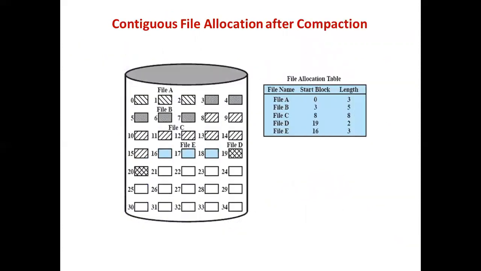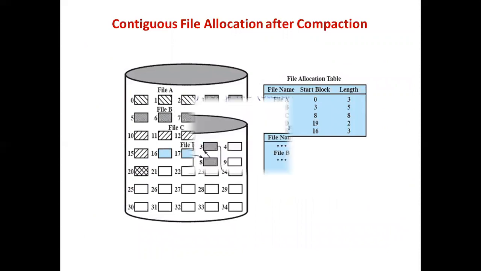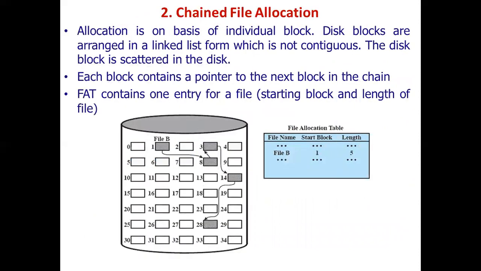This diagram shows how the disk blocks are arranged after compaction process. Here, allocated blocks are contiguously arranged, followed by free blocks, so that it will be easy to allocate contiguous blocks to new files. Next is the chained file allocation method.